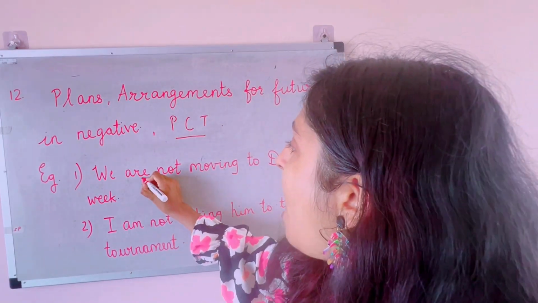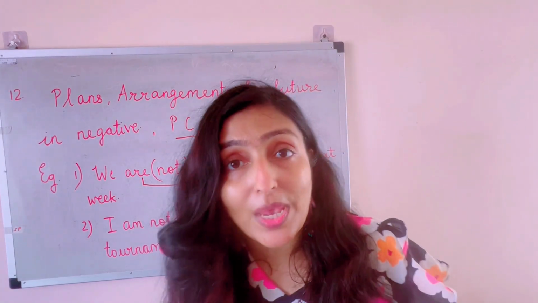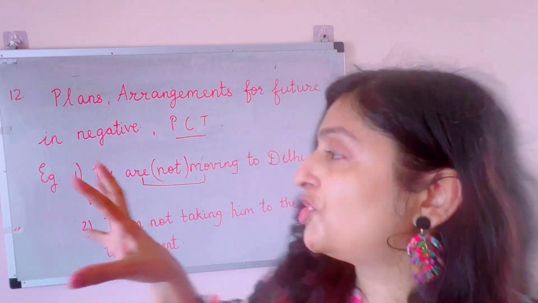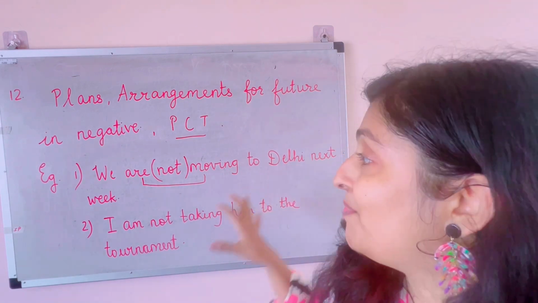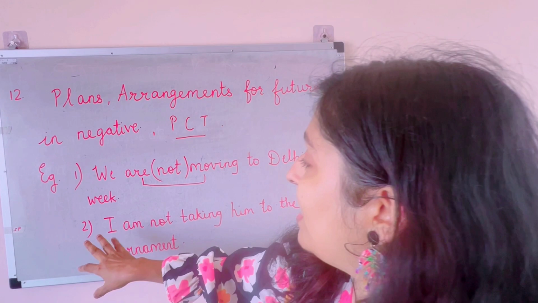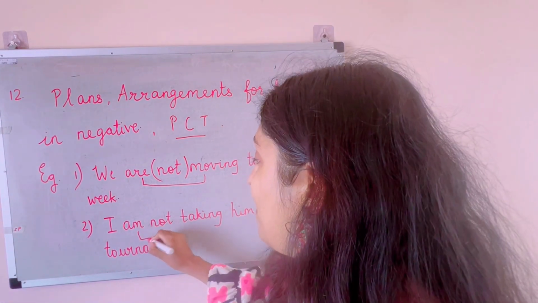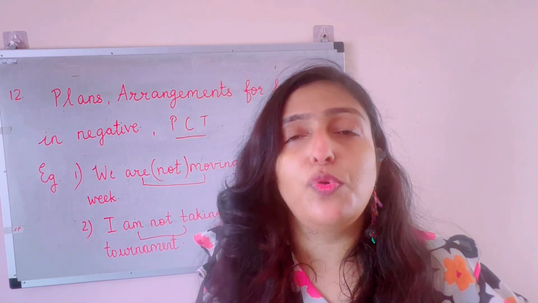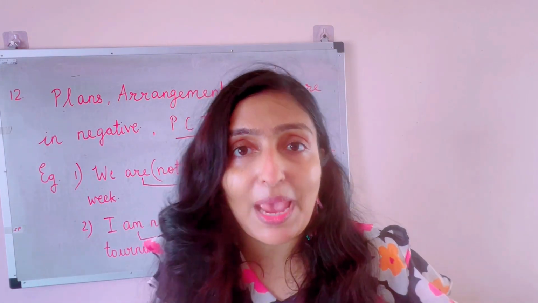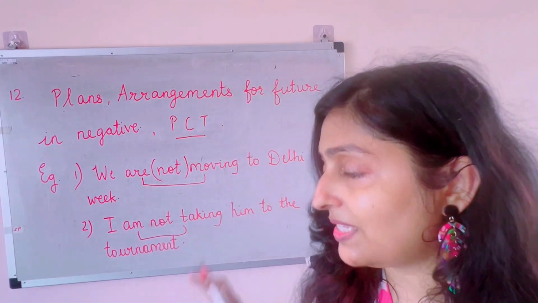Example, we are not moving to Delhi next week. I'm just postponing it. Okay, we are not moving to Delhi. I'm postponing. Next example is I'm not taking him to the tournament. So you are pretty sure that you have decided that you are not going to take him. So in that case, you can use present continuous tense.